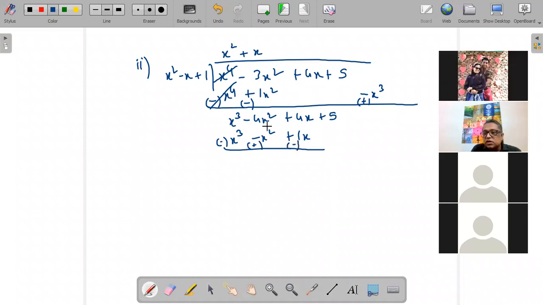Somebody wants to ask. Yes. Sir, I have a doubt. You said that we change the signs of the polynomial which is below. So sir, if we don't change the signs and move on, then what will happen?